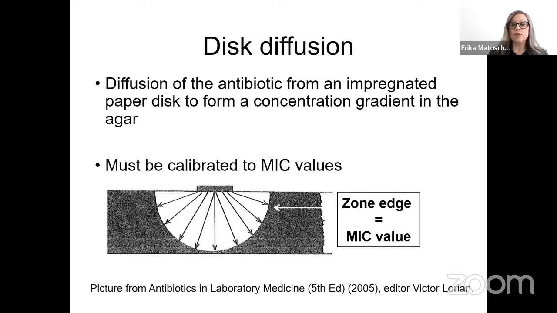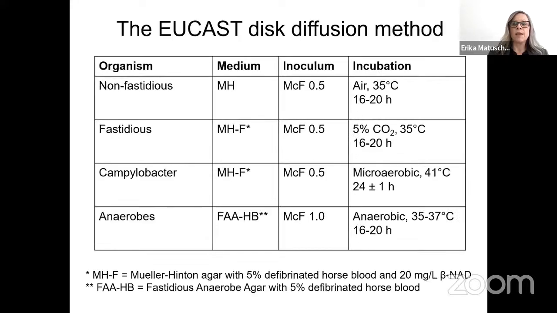But to mean anything, the disk diffusion method must be calibrated to MIC values and to MIC breakpoints. Here is a summary table of the medium, inoculum, and incubation recommendations for different organisms. Non-fastidious organisms are tested on unsupplemented Mueller-Hinton agar, here abbreviated MH, with an inoculum of McFarland 0.5, and the plates are incubated in air at 35 degrees for 16 to 20 hours. Most fastidious organisms will be tested on the MH-F agar, that is Mueller-Hinton agar with 5% defibrinated horse blood and 20 milligrams per liter beta-NAD. The inoculum is the same, incubation time and temperature is the same, but those plates are incubated in 5% carbon dioxide.